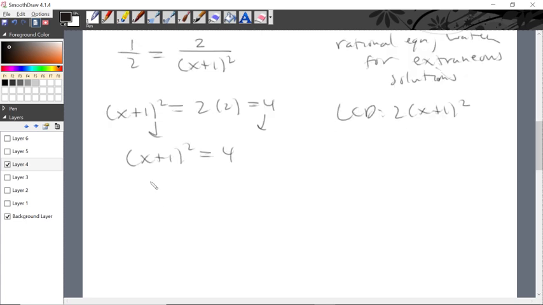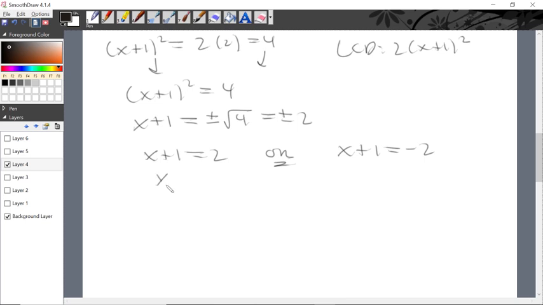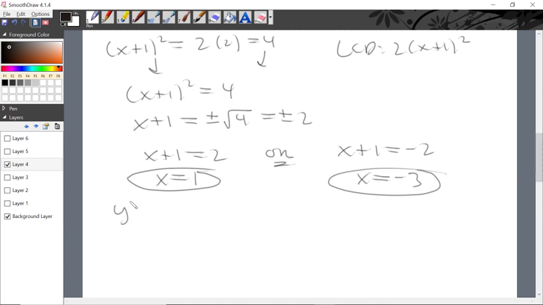Let's use the square root property. This means x plus 1 is equal to plus or minus 2. We took plus or minus the square root of 4, which is plus or minus 2. So we have either x plus 1 equals 2, or x plus 1 equals negative 2. If x plus 1 equals 2, then x equals 1. If x plus 1 equals negative 2, then x equals negative 3. So we have two values of x, that is y prime of 1 and y prime of negative 3.